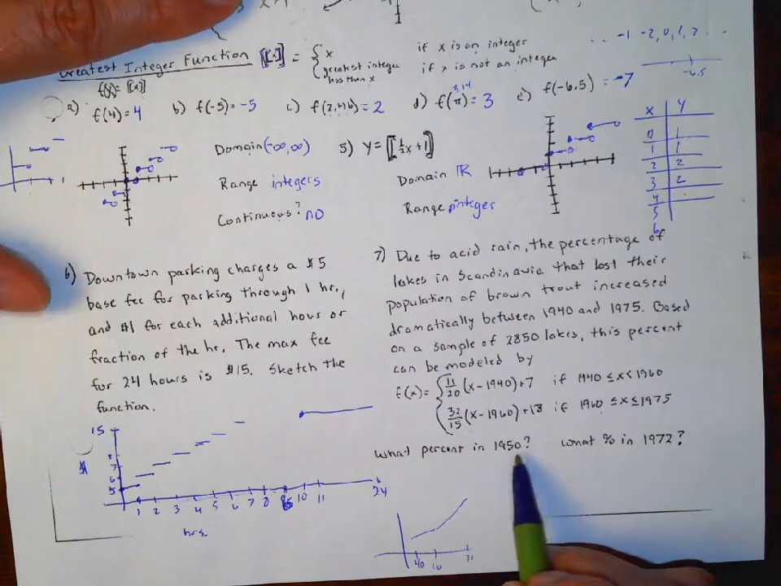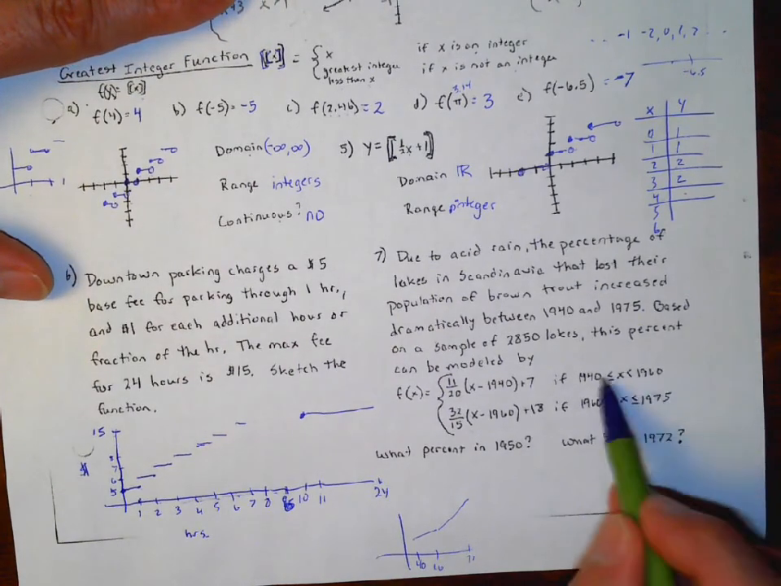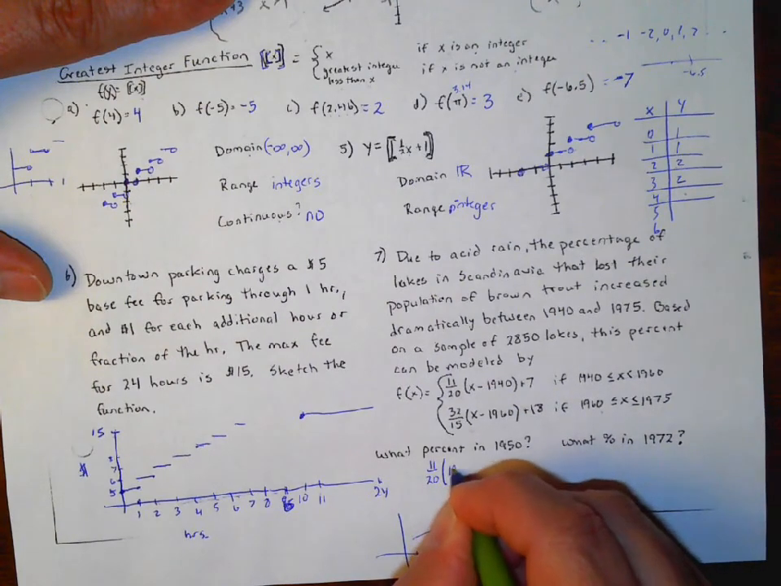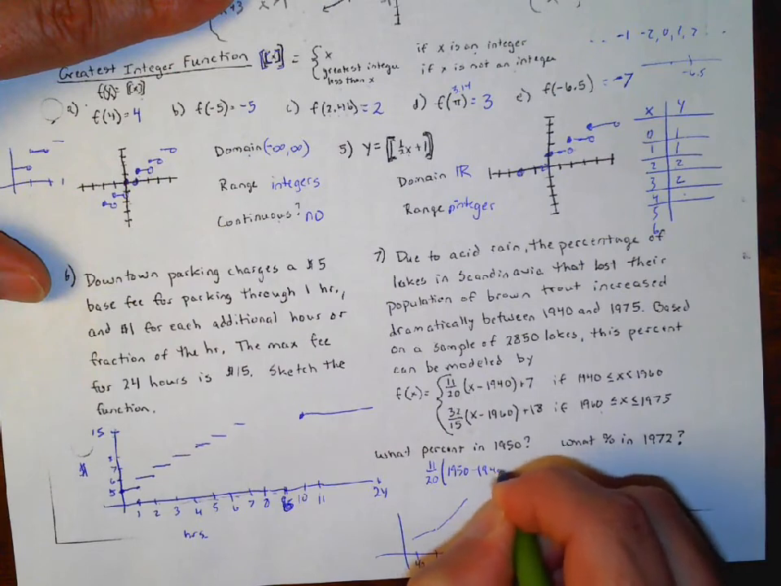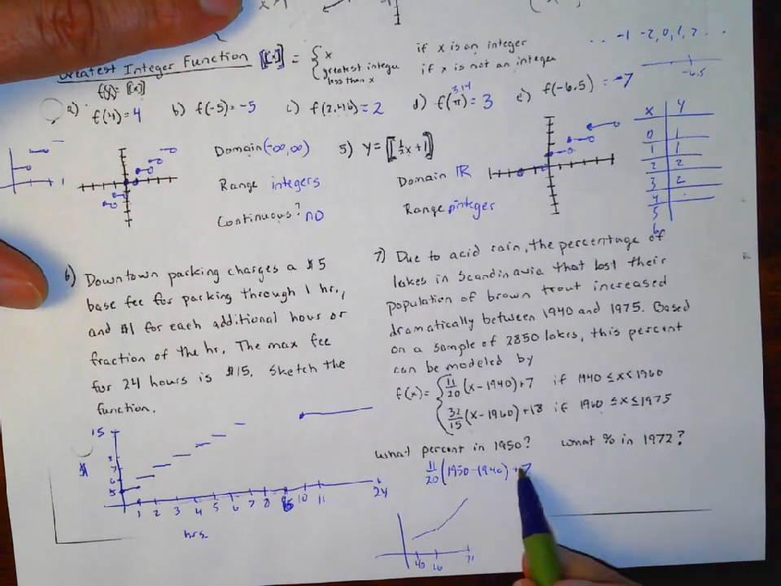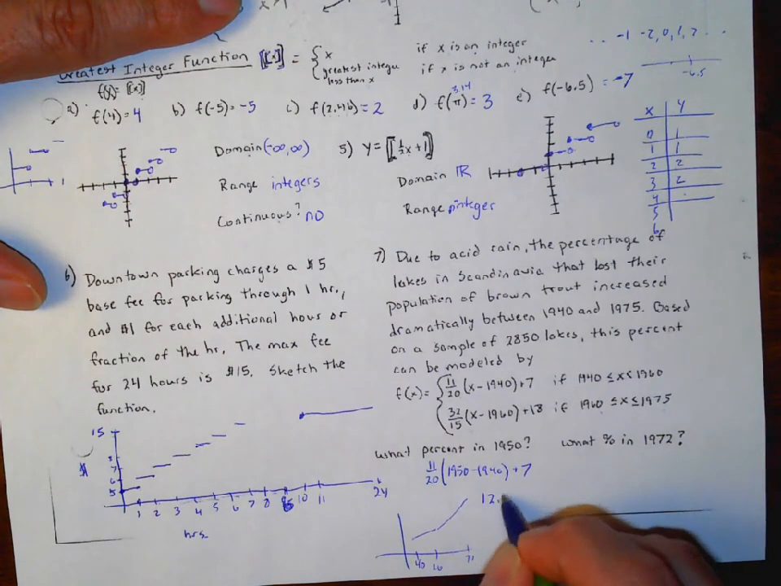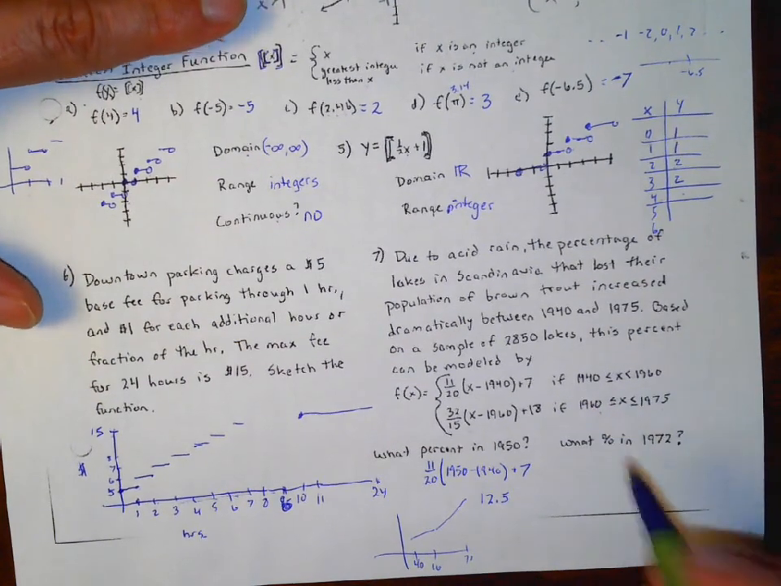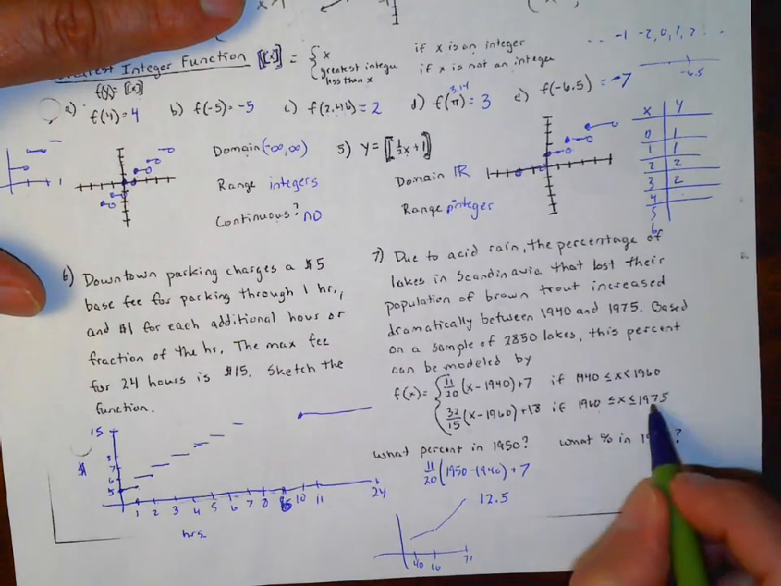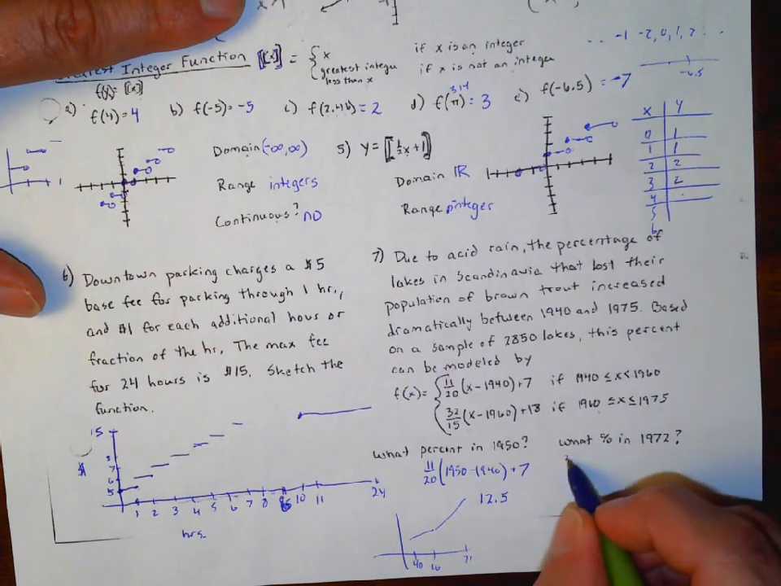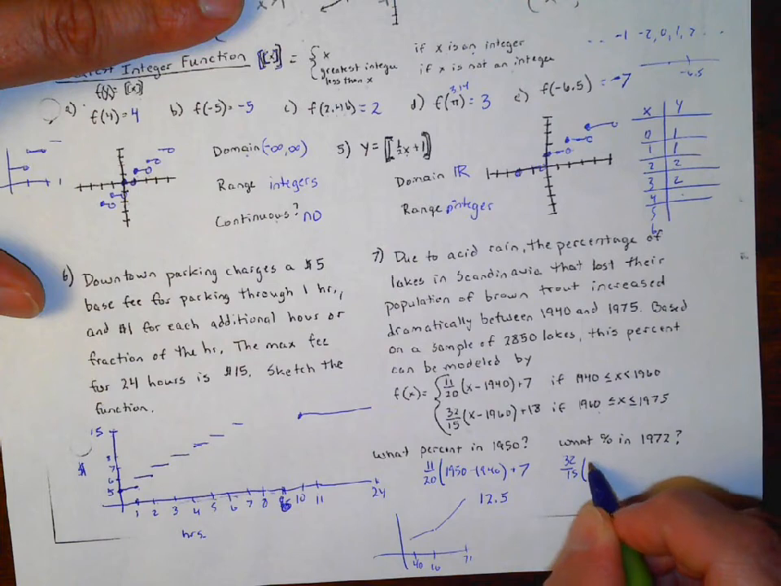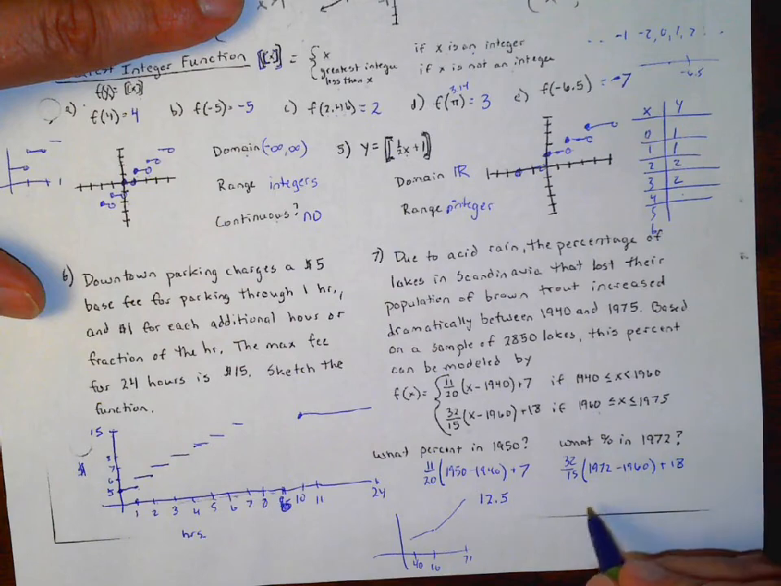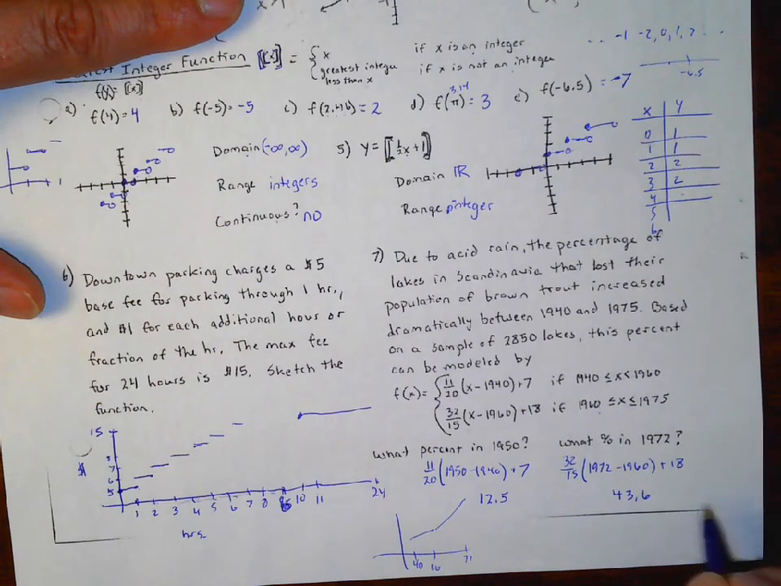Okay, so what is the percentage in 1950? So 1950 would fit in this category, so we have to plug that in here. So 11/20, 1950 minus 1940, plus 7. And if you work this out, it comes up to be about 12.5%. And then here, 1972, that's this category, we're going to plug that in here. So 32 over 52, 1972 minus 1960, plus 18. And if you work that out, it becomes this.